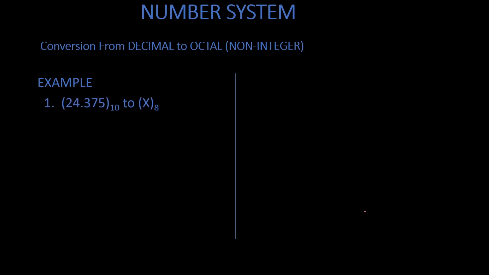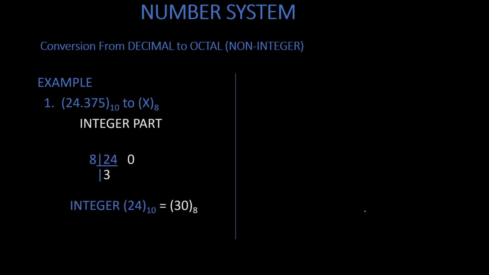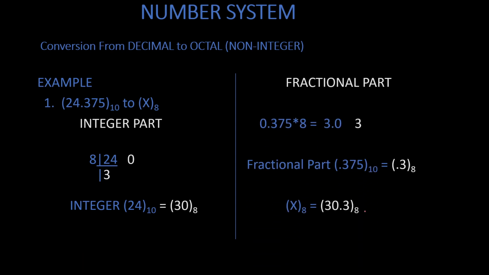First example will be 24.375. Left part is the LCM method, as you know. We get 30, and the fractional part. LCM one is bottom up and the fractional part is up to bottom. So we already got the point 375, 0.375 into 8 is 3, and we have to take the left side of the point, 3, note it down on the right side, and 0 is remaining. You can stop here now.